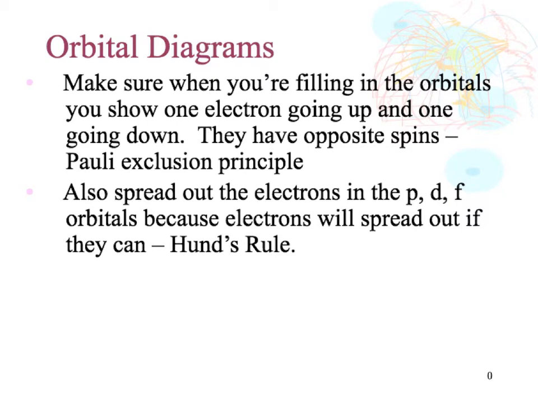There are some orbital diagrams too. I'm going to go quickly through. 2 electrons per orbital, opposite spins. That's the Pauli exclusion principle. They will also spread out in the p, d, f orbitals because the electrons just don't want to be with each other if they can help it. They're both negative. This is called Hund's rule.